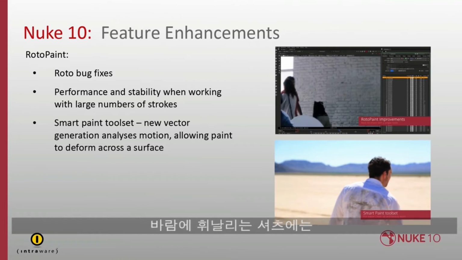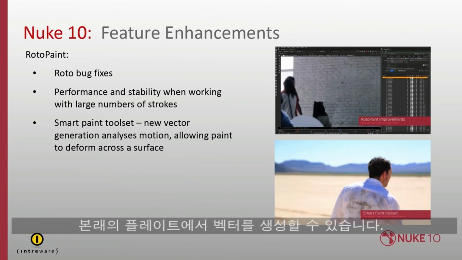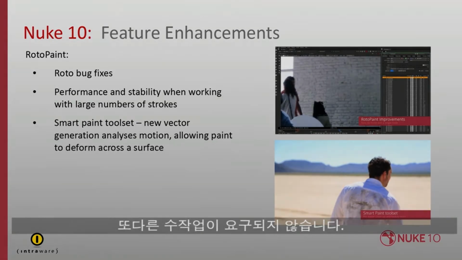The shirt blowing in the wind creates quite complex motion, and to manually warp this by hand with spline warp or other technique would require quite a long period of time for the artist. With the Smart Paint toolset, vectors can be generated of the original plate and then used to deform a single frame, deforming the paint patch across a surface, requiring no further manual work.